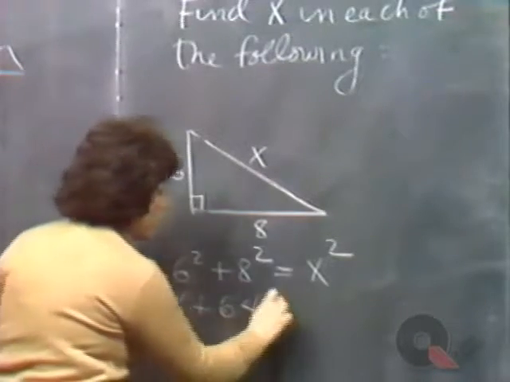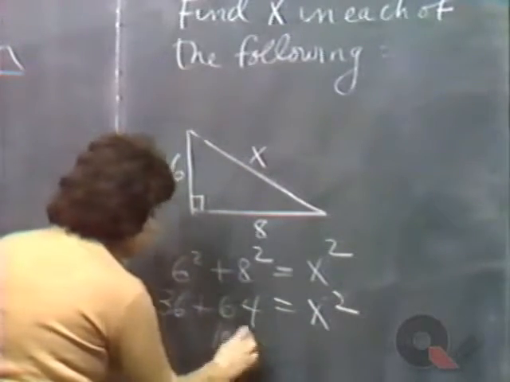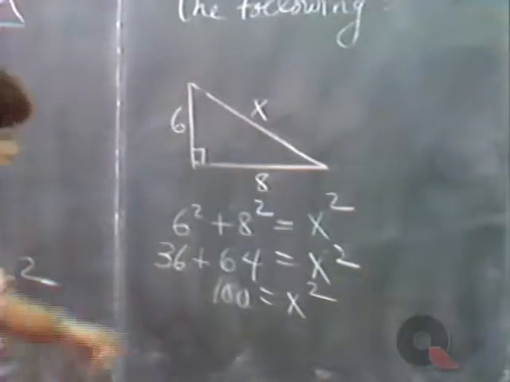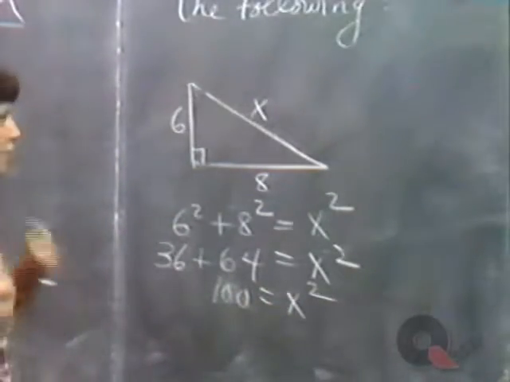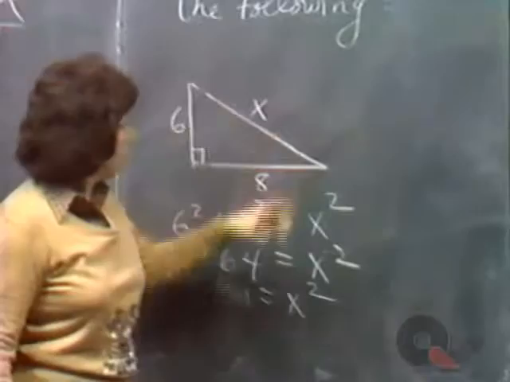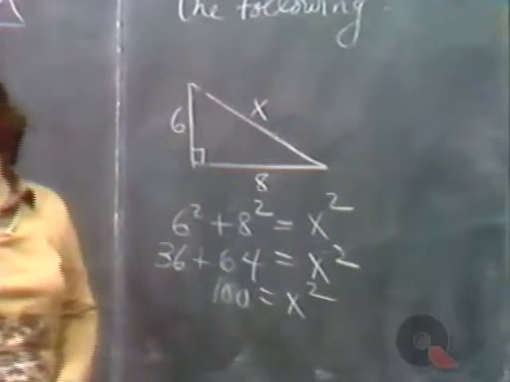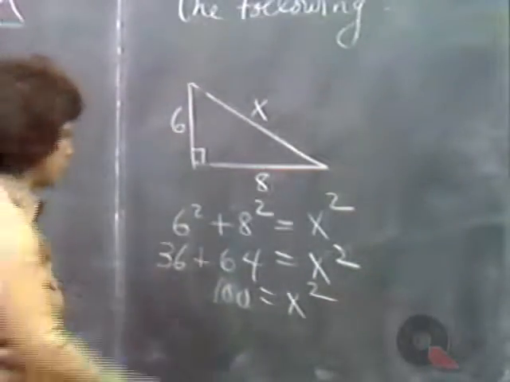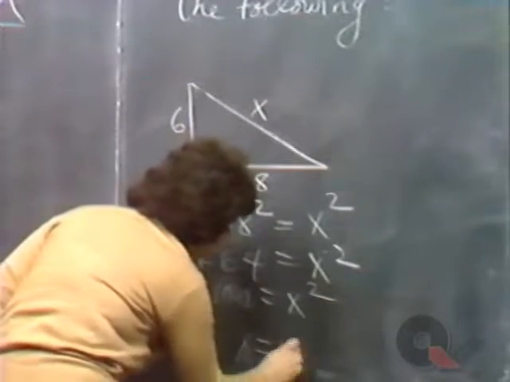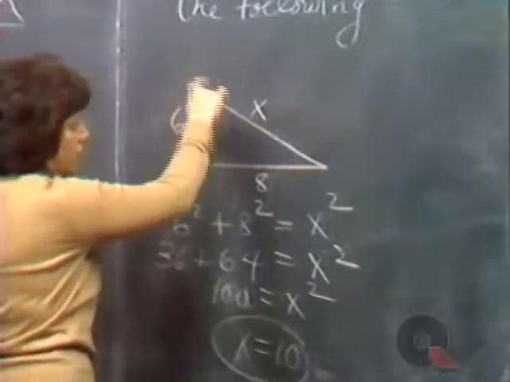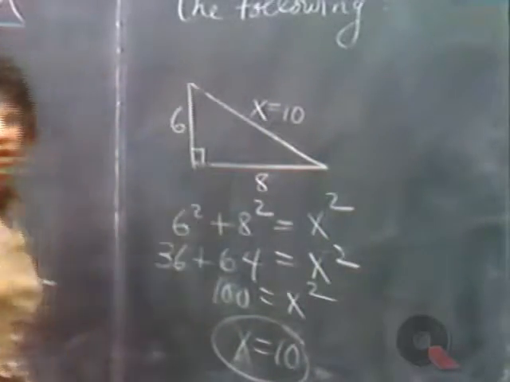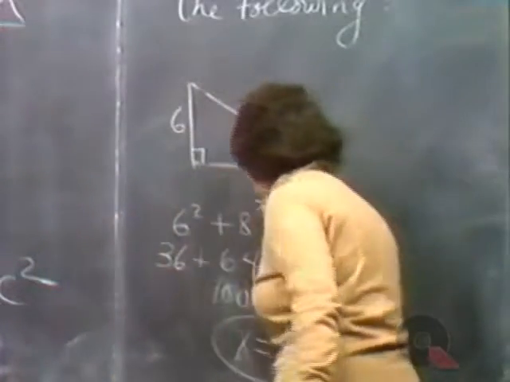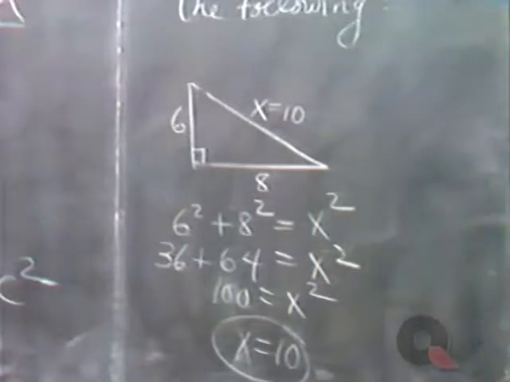36 plus 64 equals x squared. 100 equals x squared. Now, we have here a quadratic equation. There are actually two roots. Taking square roots, we get x equals 10, x equals minus 10. But since this is a practical problem here, and x represents the length of this side, we're not interested in x equals minus 10, because you can't have a side whose length is negative. So in this case, we will only take the root x equals 10 as the answer. 6, 8, the hypotenuse must be 10. Let's try another example.